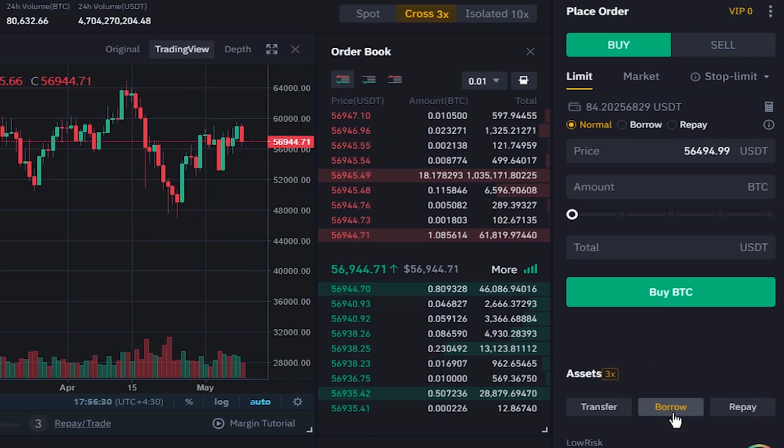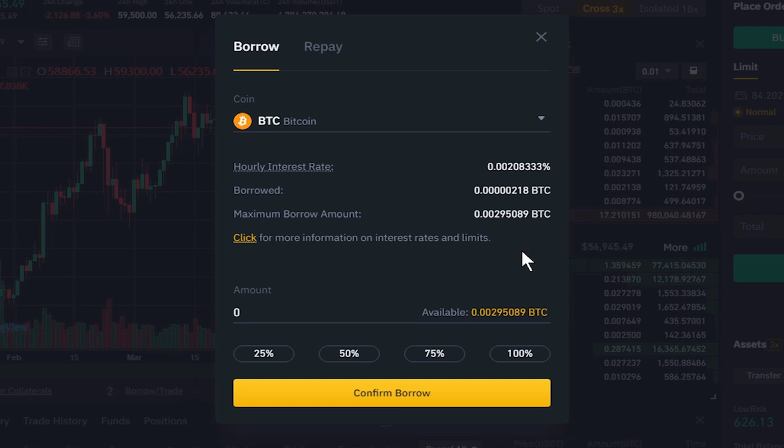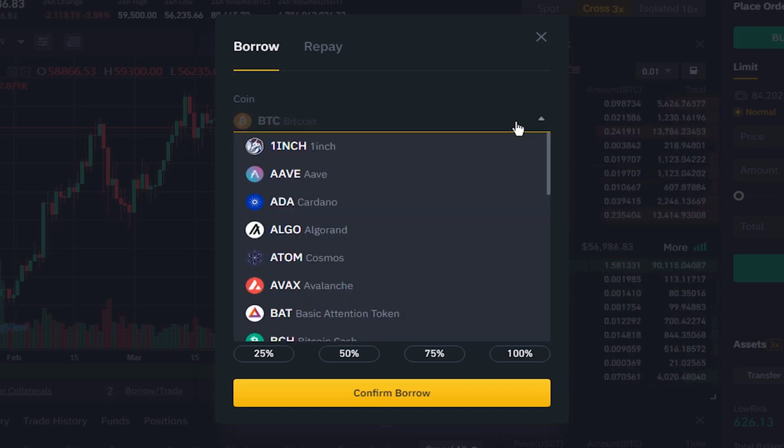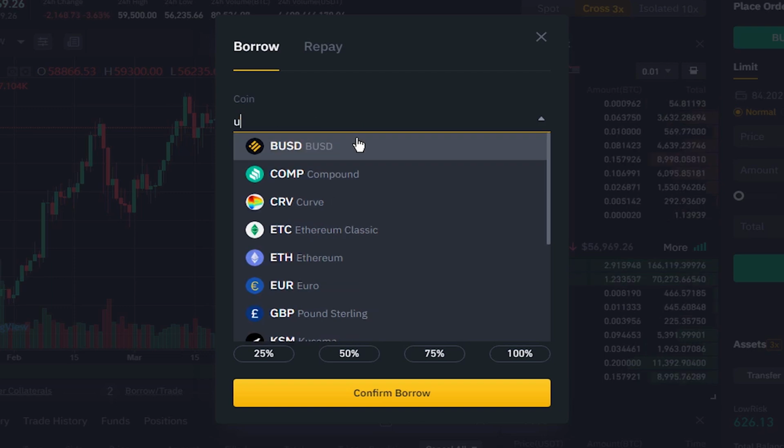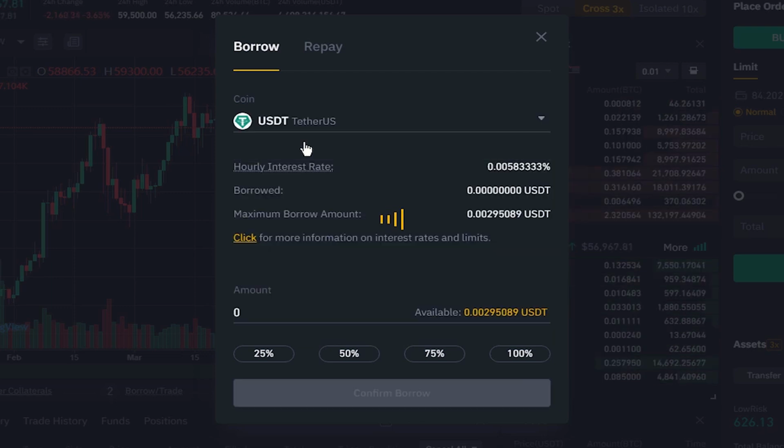Let's click on borrow. And here we go. Because we are in cross margin mode, the margin is shared across all trading pairs. So we can borrow any coin we want and then trade on that coin. Because we've already selected BTC USDT, let's work with these two coins and see how it goes. For example, first let's borrow USDT because we have USDT in our margin account and we want to see what happens when we borrow. Here we search USDT and here it is.